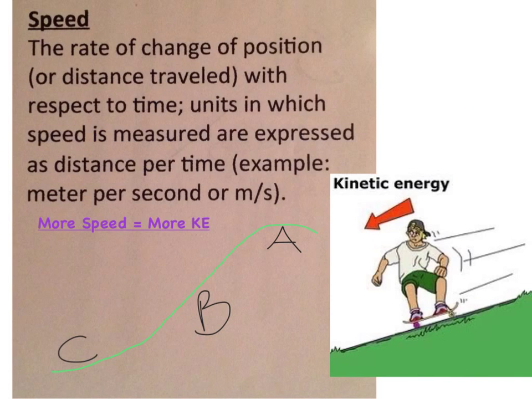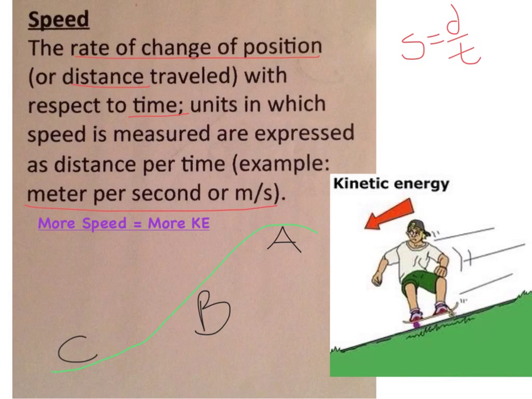Speed. Alright, so speed here is the rate of change of position or distance traveled with respect to time. So we look at distance and we look at time. So eventually we're going to look at a formula known as speed equals distance divided by time. You should have already seen a poster in my class with the speed triangle, which I know most of you have already pointed out. So units in which speed is measured are expressed as distance per time. So an example of a unit of measurement for speed would be meters per second.